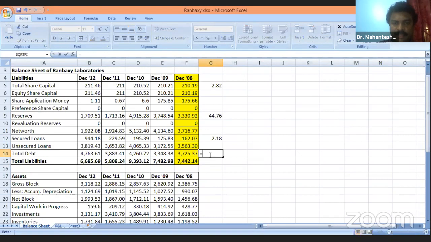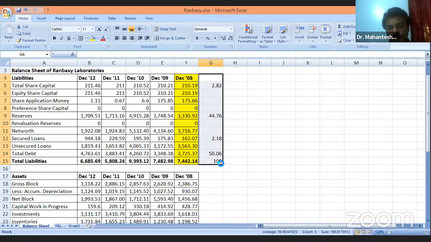Total debt equals to this total debt upon total liabilities into 100, that comes to about 50.06%, and this will be equal to 100%. Total liabilities upon total liabilities into 100 will be equal to 100. Now, I hope the participants have seen the kind of calculations that I have done in the Excel sheet.